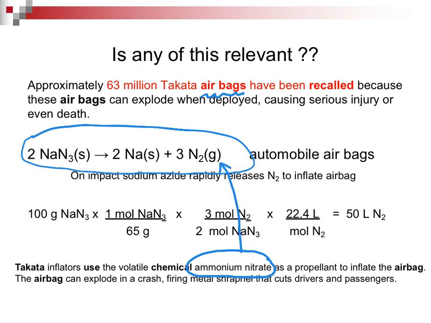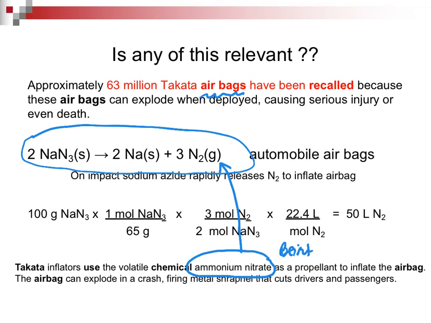And so what happened? Well, think about what just happened in Beirut. They had a warehouse full of ammonium nitrate. It is explosive when it decomposes. And that's one of the reasons that these airbags started to explode. There's a lot more chemistry going on.